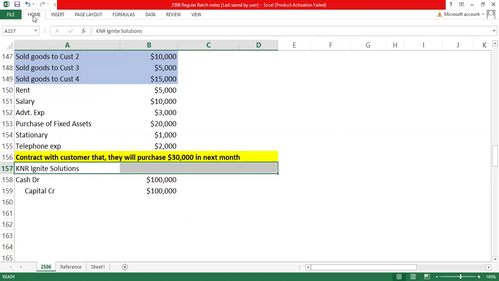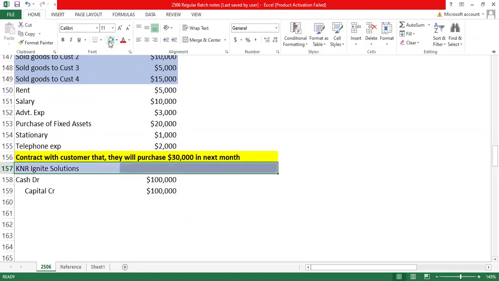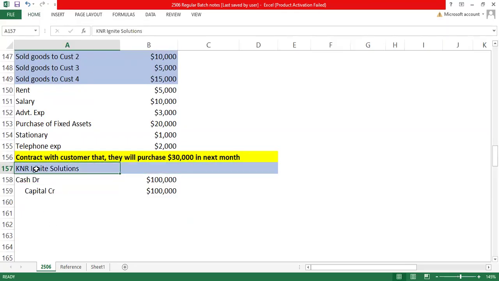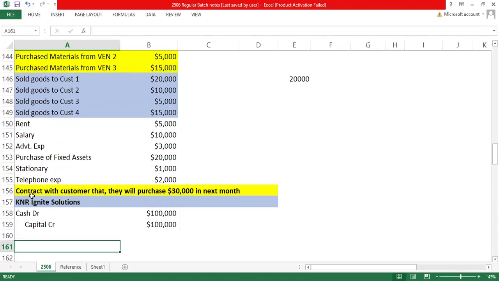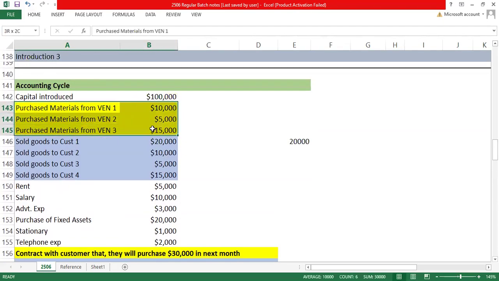Maybe if I introduce myself as the owner, I still need to treat myself as different from the business. I can't say everything is the same. Now, that is my first journal entry. The second journal entry I need to think about is purchases.